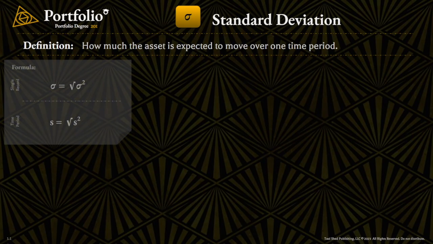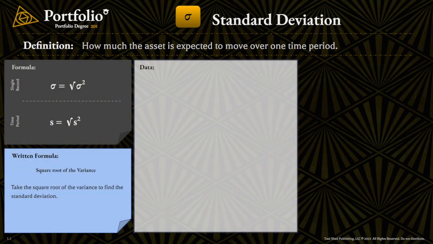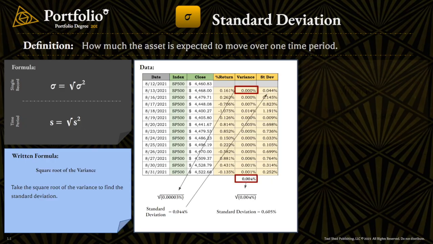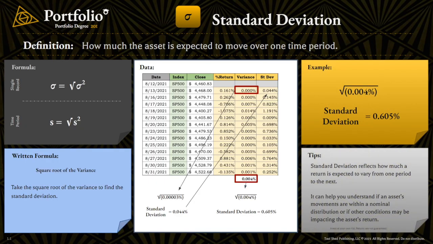Standard deviation is another measurement that helps you understand the risk of an asset, and this is essentially how much the asset is expected to move over one time period. To determine standard deviation, you're taking the variance and taking the square root of it. And then again, doing the same thing for the total population, you just take the variance for the population and you take the square root of it.